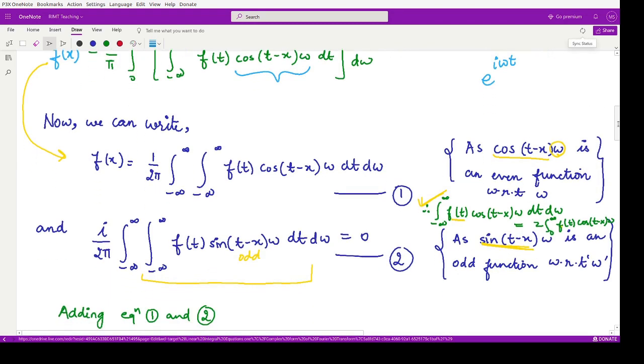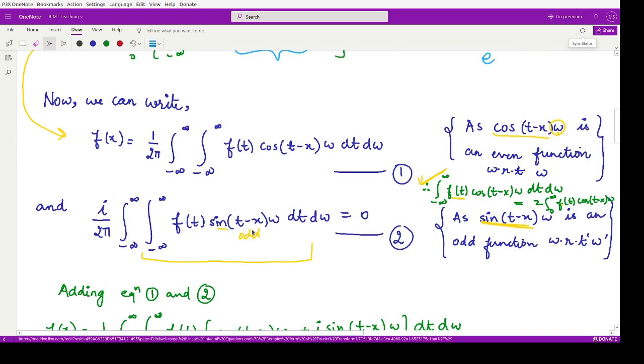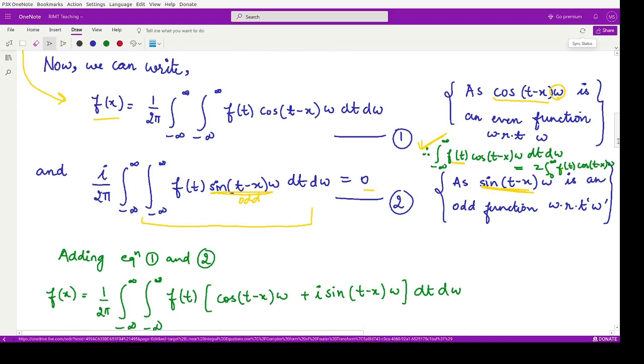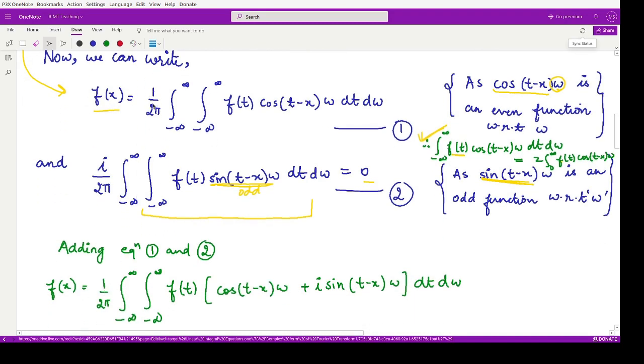Next we have equation number 2, where because sine is an odd term, we have this value to be 0. So now we can add up these two terms. So f(x) plus 0 becomes f(x), and on the right hand side we have 1 by 2 pi in both the terms, so I can take it common. Then integration is present in both the terms, so it is here like this, and then f of t, and then the value of this cos(t minus x) omega, plus iota times the value of sin(t minus x) into omega dt d omega.